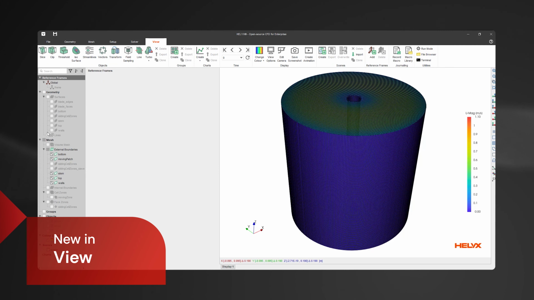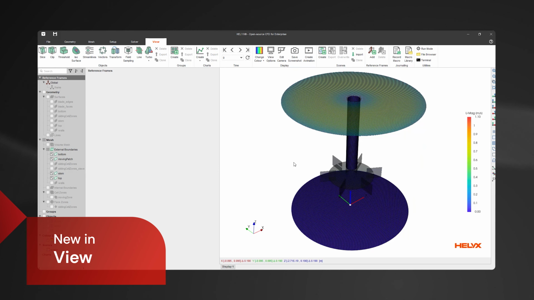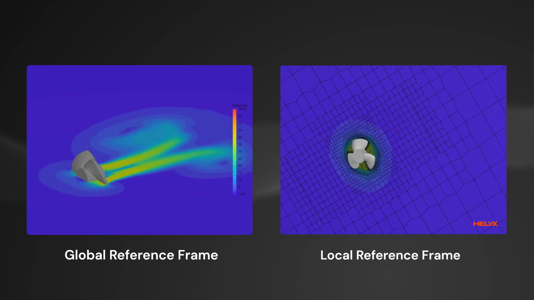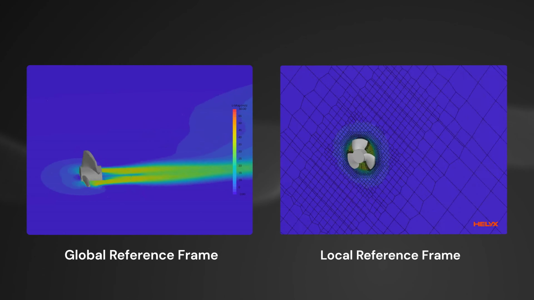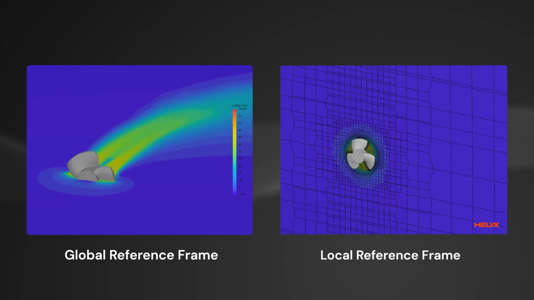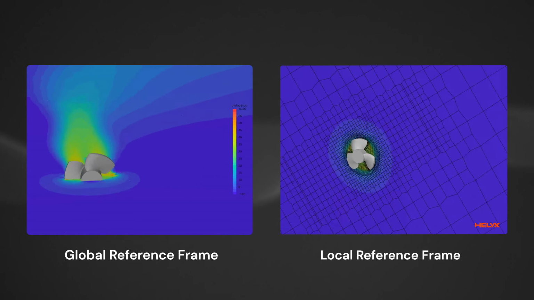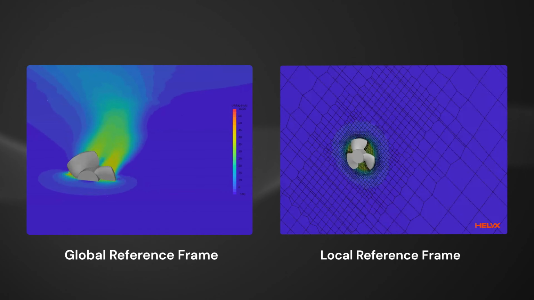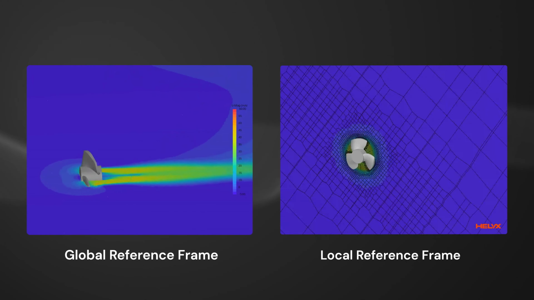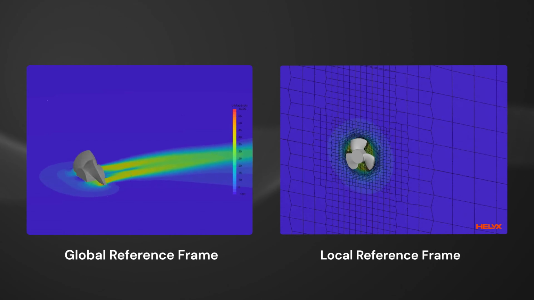Reference frames are now available to view objects for visualization purposes, such as slices, clips, and so on. As an example, both animations show the same simulation of a fan rotating with dynamic mesh. However, the left animation is visualizing the results from the global reference frame, while the right one is the visualization from a reference frame attached to the fan blade surfaces.